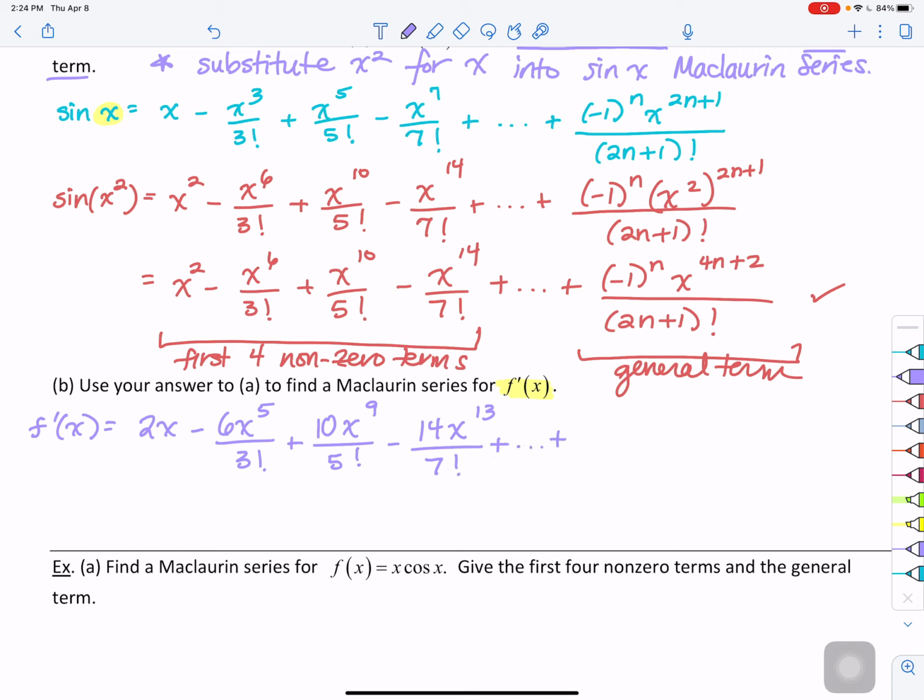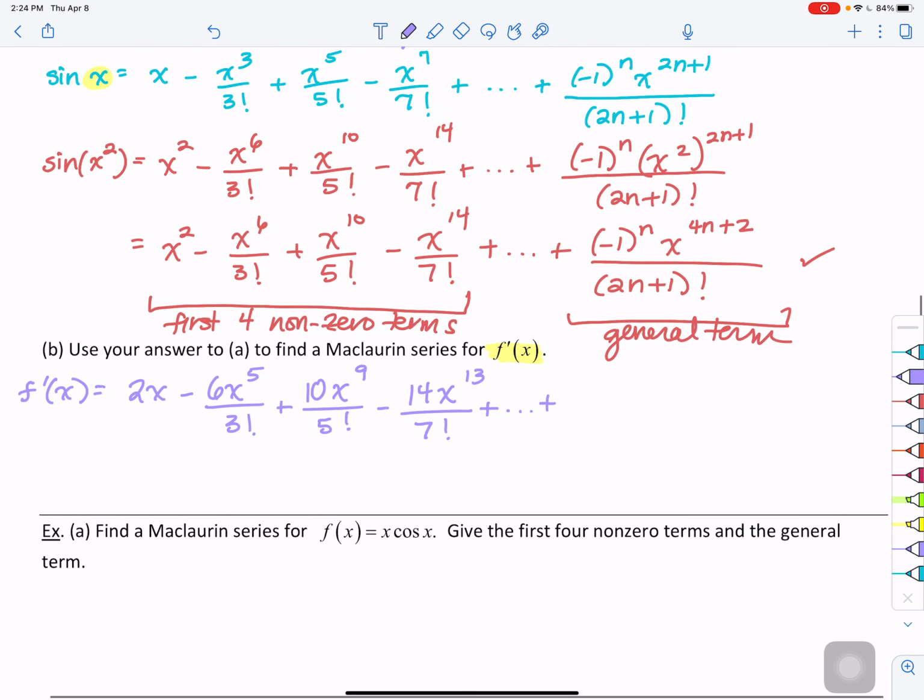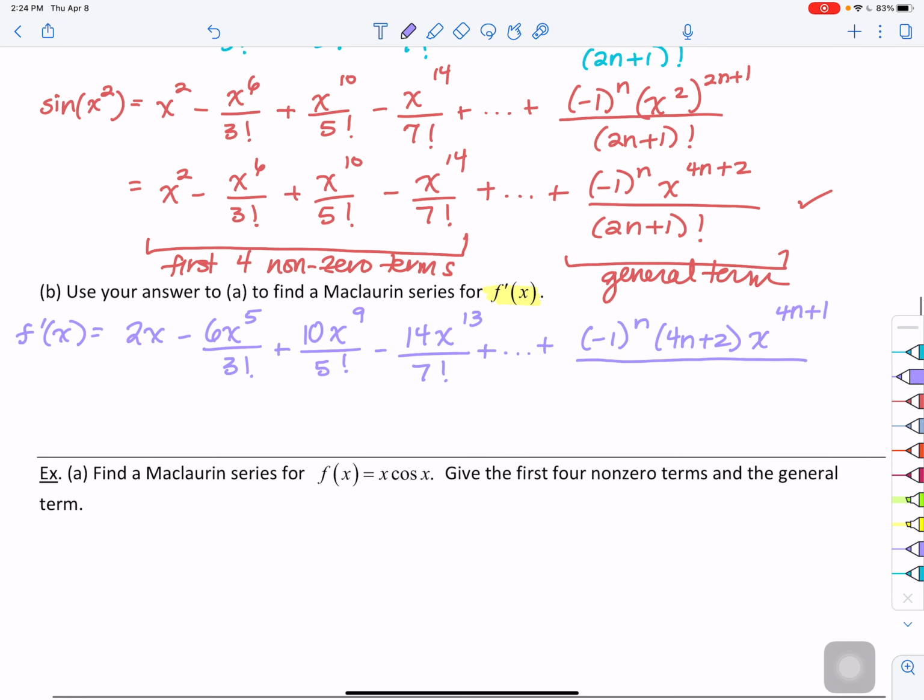Now we are actually going to find the derivative of this nth term. Use what we've done before, that negative 1 to the nth. Just keep it there. It's just a constant, okay? Then we're going to bring the 4n plus 2 to the front, x raised to the 4n plus 1. Multiply and subtract, all divided by 2n plus 1 factorial.